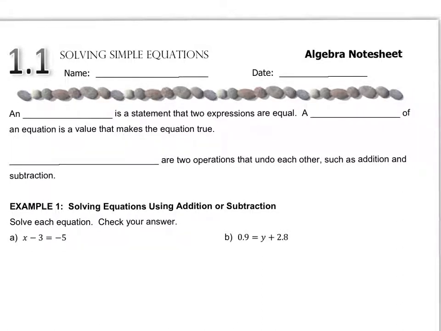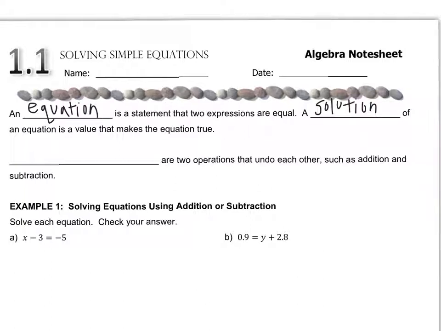Chapter 1 is about equations, so let's just first define what an equation is. An equation is a statement that two expressions are equal, and what we might call the answer to the equation, mathematically, we call a solution. And a solution is the value that makes the equation true.